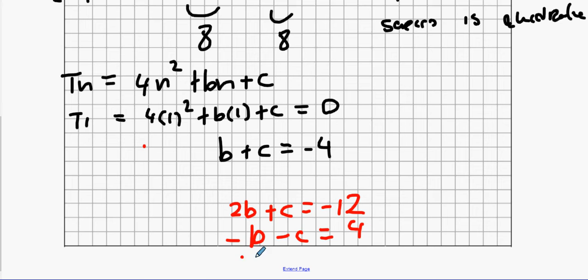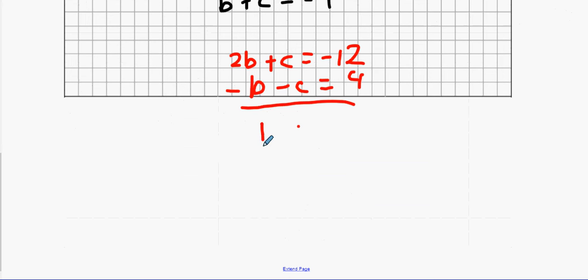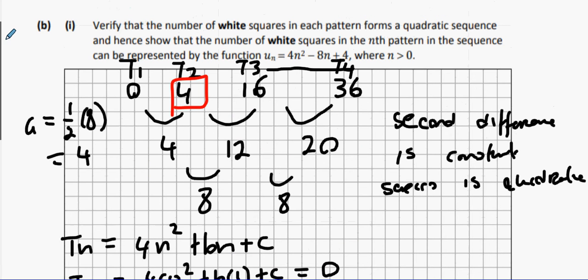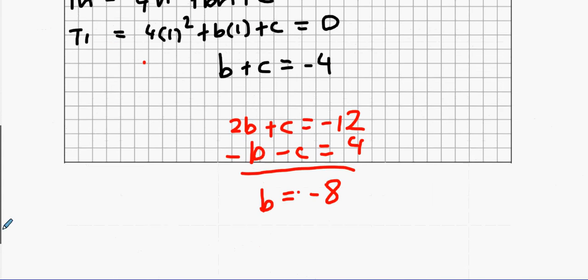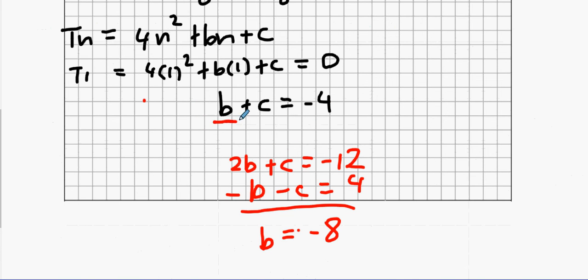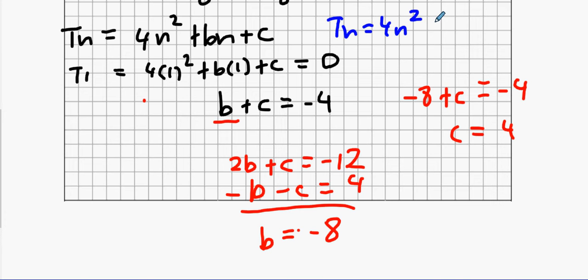And I should get b equals minus 8 when I do that, and that's exactly what we're expecting, b to be minus 8. And then when you solve the other part of this equation, you get minus 8 plus c is minus 4, and then you get c equals 4. Go back up and finish out your equation. Tn therefore is 4n squared minus 8n plus 4. Happy days. Alright, next question.